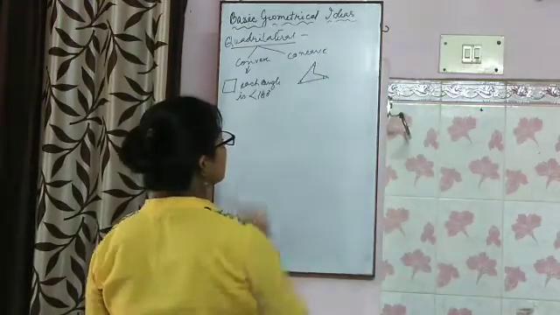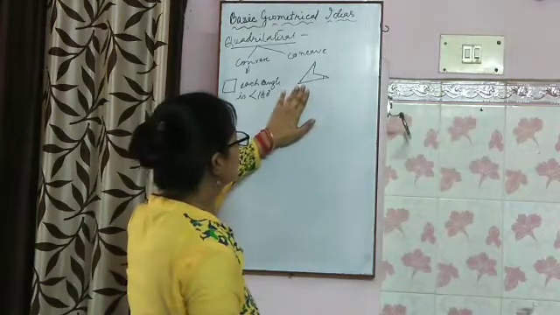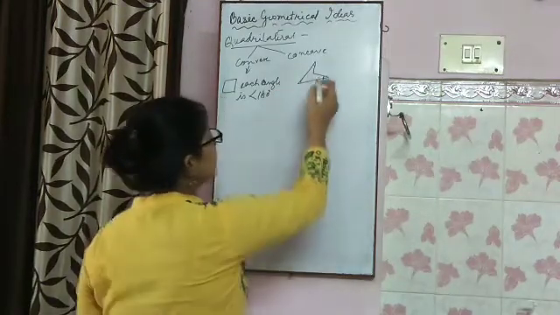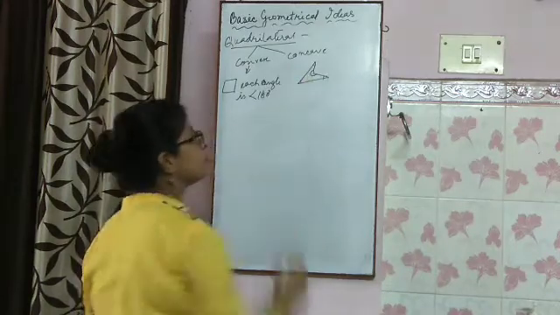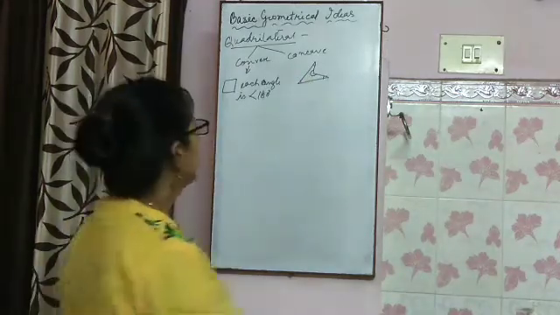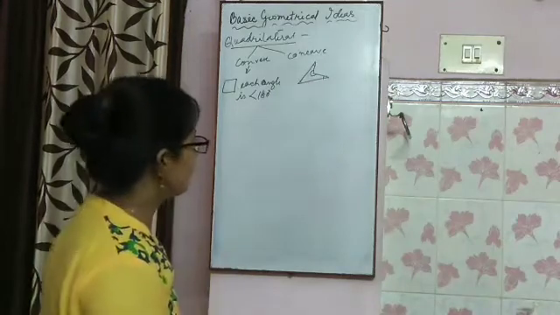For a concave, I can draw this way. These 3 angles are each less than 90 degrees, but this angle is more than 180 degrees. So it is called a concave quadrilateral.